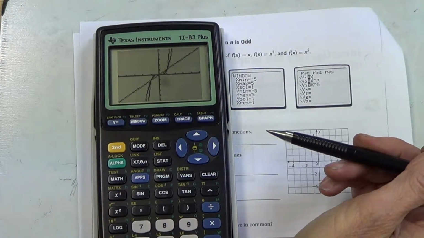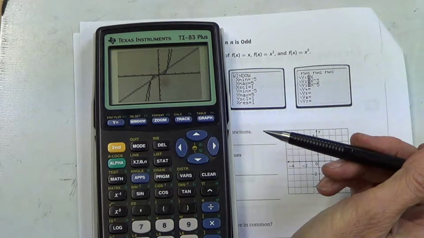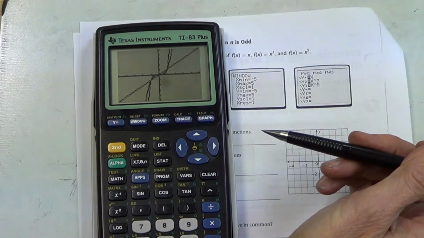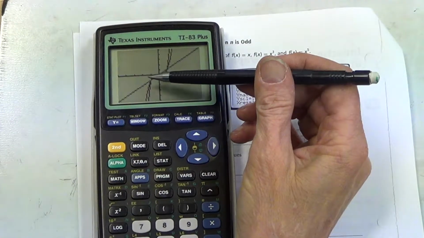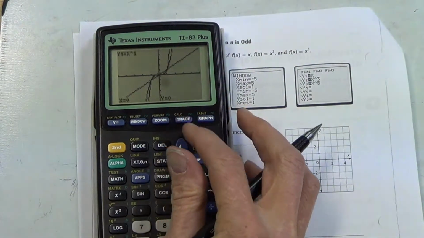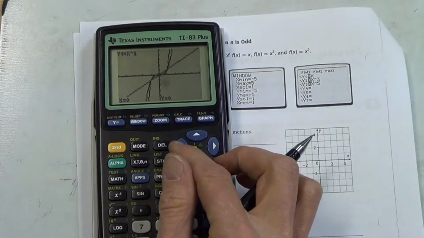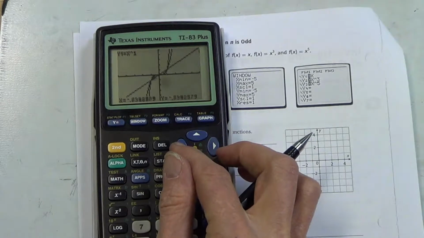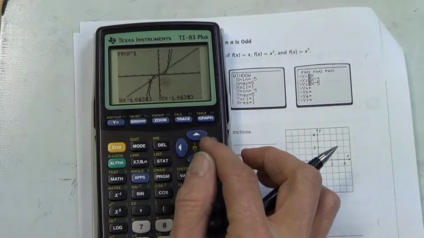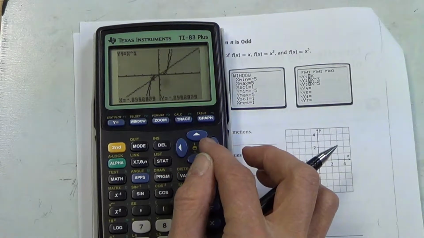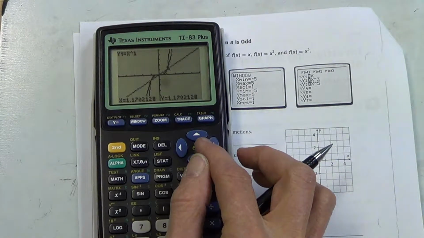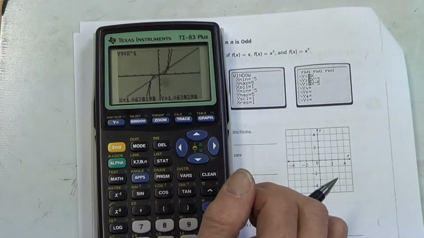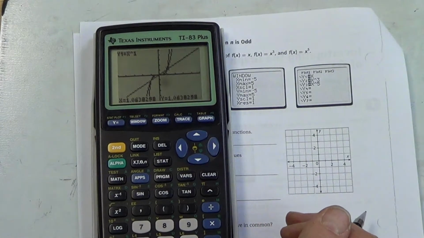So what do all the functions in their graphs have in common? You can just relist what we did in D, E, and F. Then it says what points lie on all the graphs. Interesting enough, if we trace, (0, 0) lies on all the graphs, and (-1, -1) lies on all the graphs. And right up here, (+1, +1) lies on all the graphs. Okay.